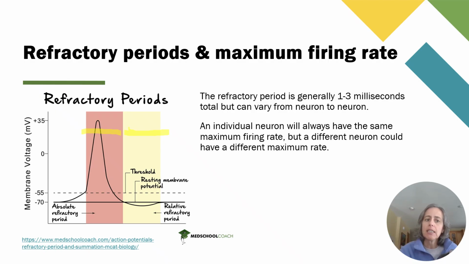The other thing that I want to say about maximum firing rate is it's going to be pretty much the same for any individual neuron, given that the electrochemical gradients are what they usually are. So each individual neuron has its own properties that are going to affect its maximum firing rate, but different neurons can have different maximum firing rates.